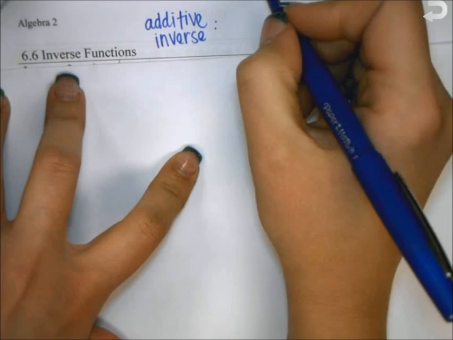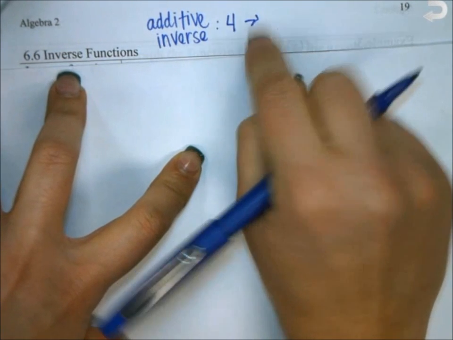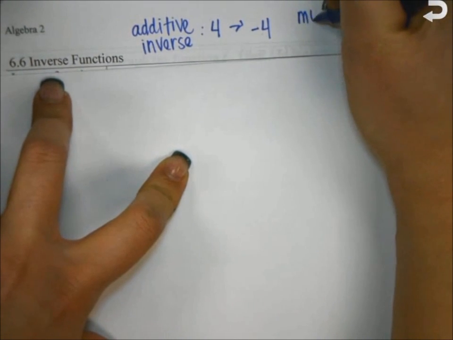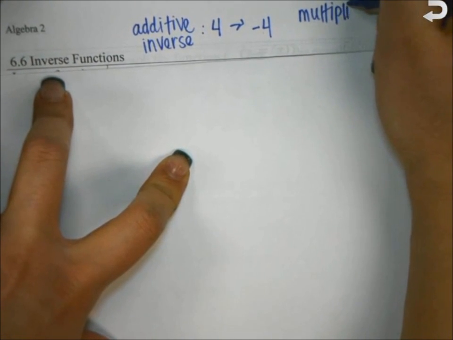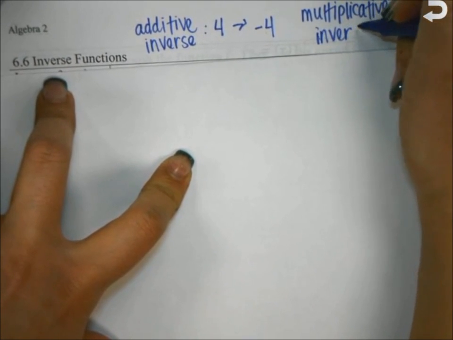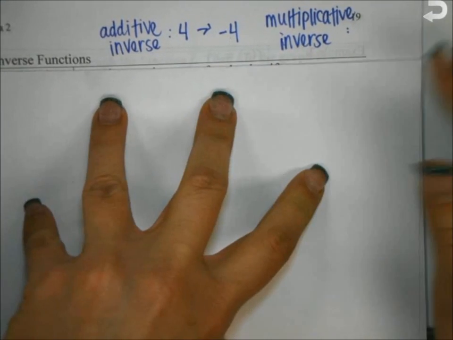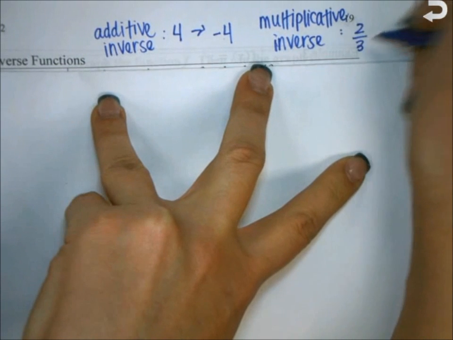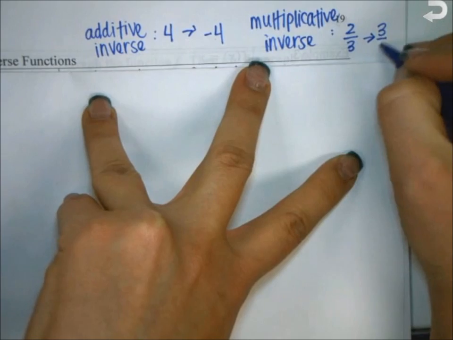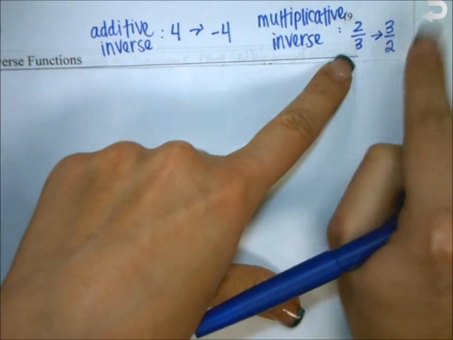Additive inverse is what we add to something to get 0. So let's say I give you the number 4. What would the additive inverse of that be? Negative 4. We also have what's called multiplicative inverse. It's what we multiply by to get not 0, it's 1. So if we're multiplying something and we want to get 1, let's say I give you 2/3. What would you multiply 2/3 by to get 1? 3/2. So we have additive inverse, which is the opposite. We have multiplicative inverse, which is the reciprocal.